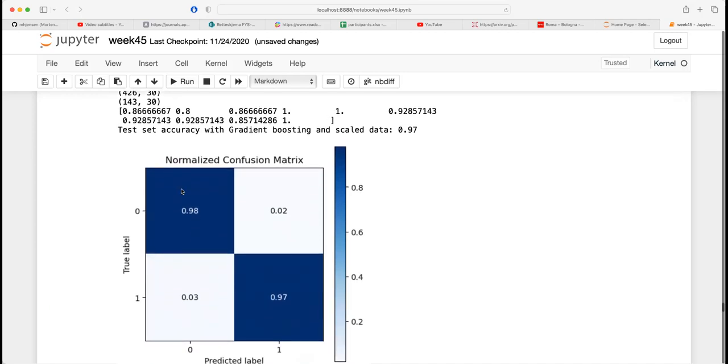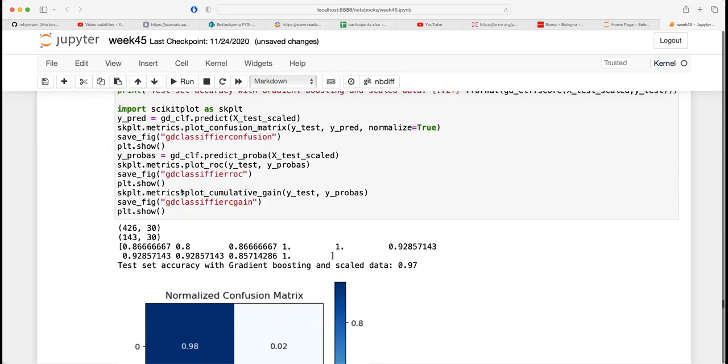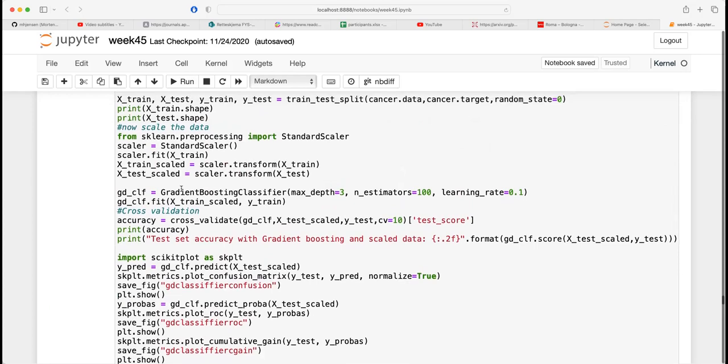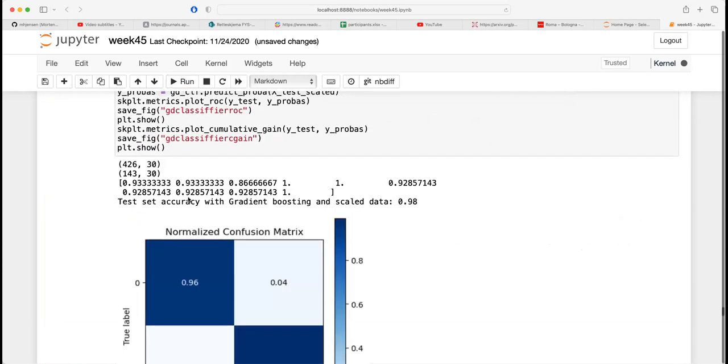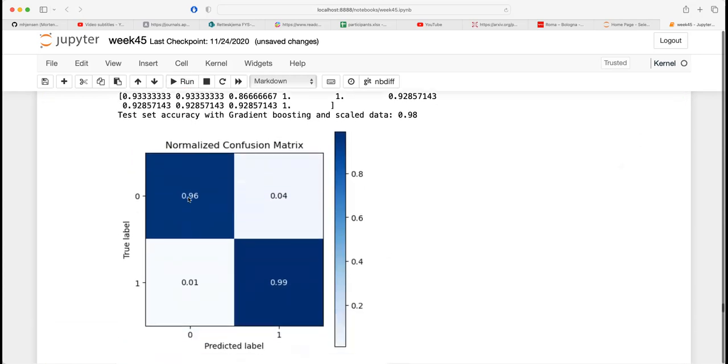And in this particular case, we are actually back to 97%. I could make the tree a little bit more shallow, so I have an even weaker learner. So let's see what that gives. And that seems to give us a classification accuracy at the level of 98%.